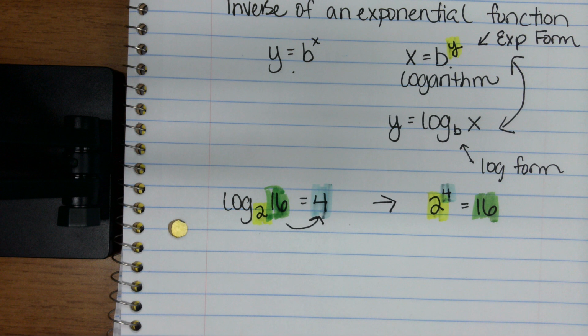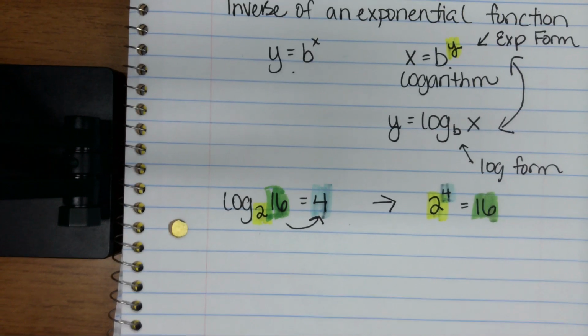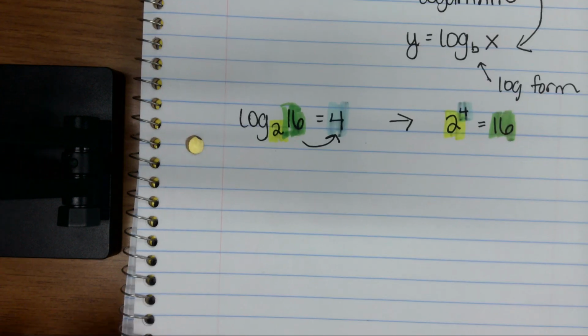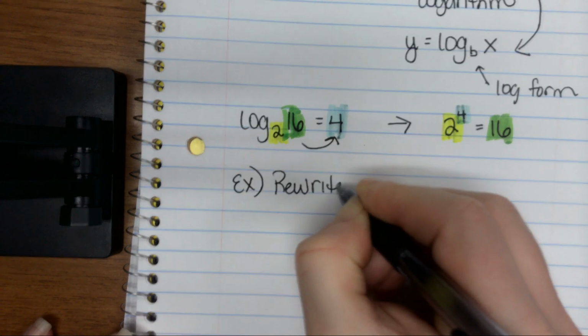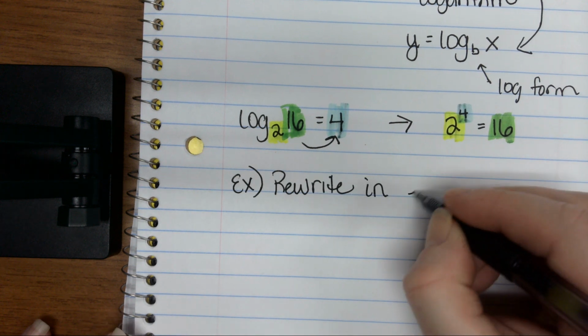So I think what I'm going to do is I'm going to write that right up here, okay? The log form would be log base b of x equals y. And the way I write that as an exponent is b to the y equals x. Okay, so on your paper, let's just practice some. Let's rewrite the following in exponential form.